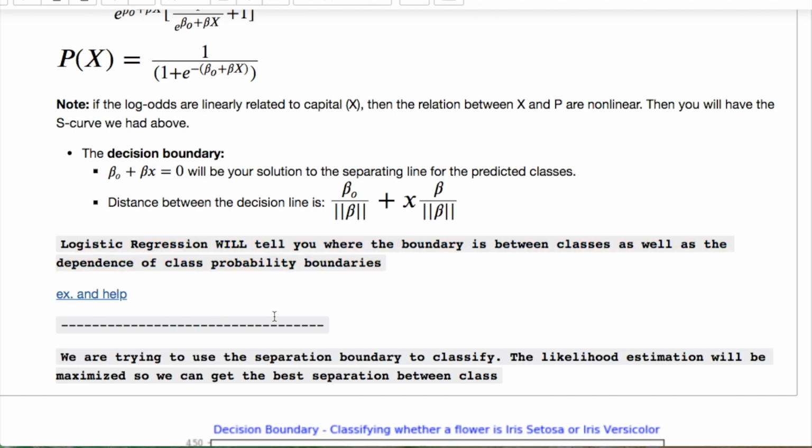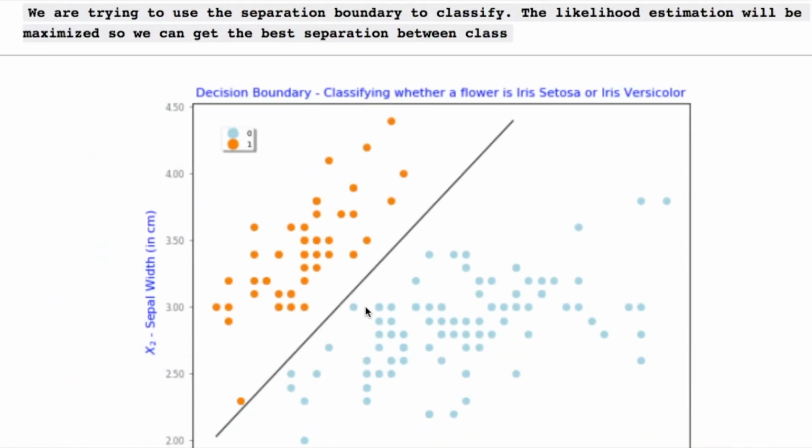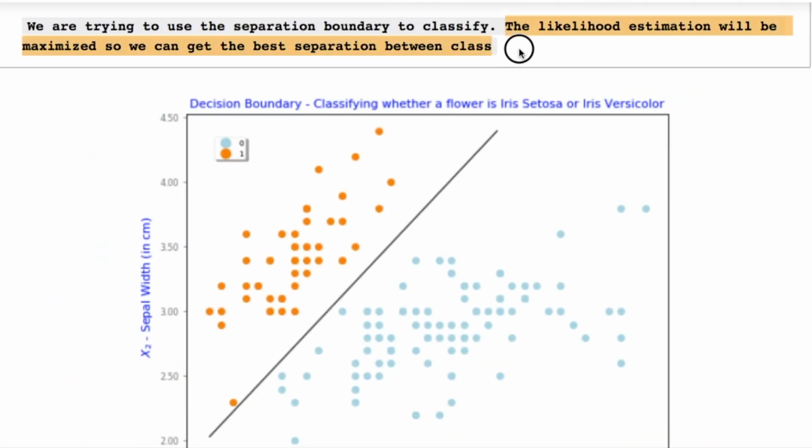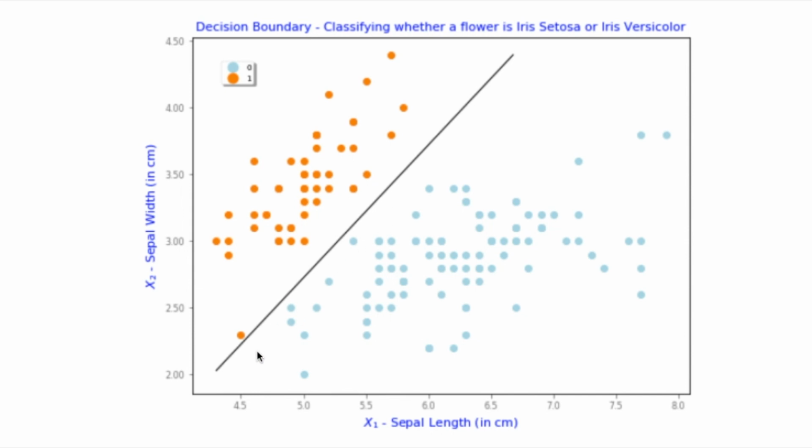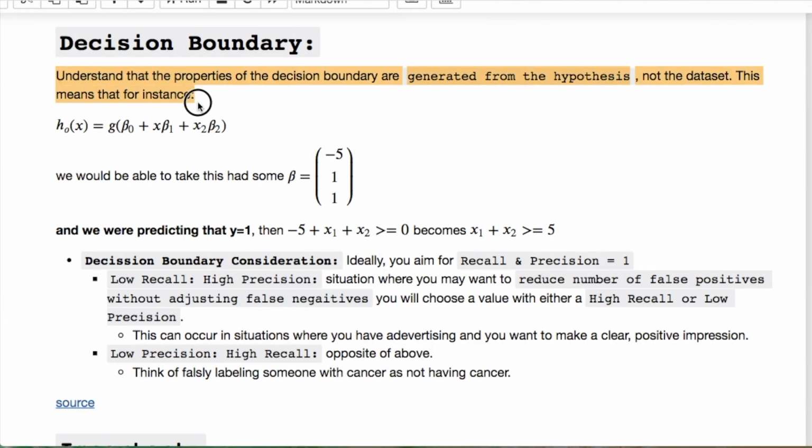If you download this code, I have a great number of links for tutorials, derivations, everything. I highly suggest you download this. We're trying to do a separation for the boundary for classifying. The likelihood estimation will be maximized so we can get the best separation between classes, such as an example like this. Understand that the properties of the decision boundary are generated from the hypothesis, not the data set.